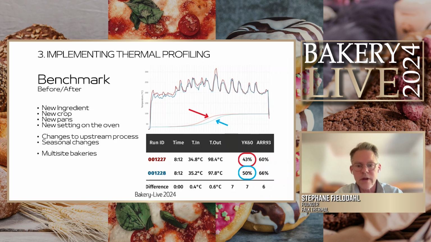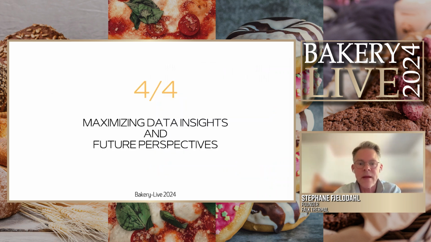The metrics are circled here, 43% and 50%, which corresponds to the yeast kill time. So, which means that in one case, we're reaching 60 degrees C internally after 43% of the baking time instead of 50. So there's a huge difference here. And again, this is how we can do benchmark by just changing one parameter and then comparing before and after. This could be done with a new ingredient. In our case of bakeries, with a new crop, a new set of pans, for instance.